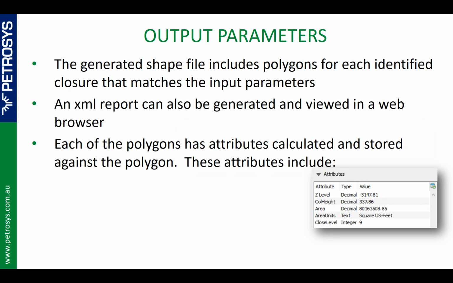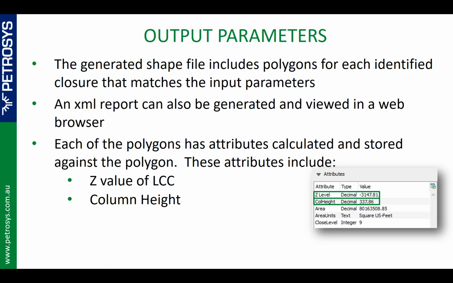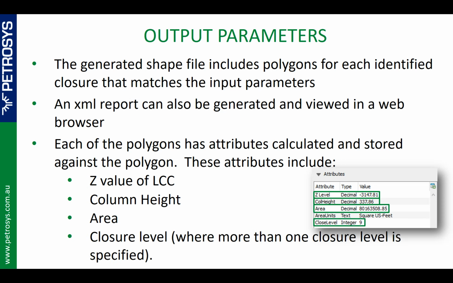So each of the polygons that's generated in the shapefile has attributes associated with it. These include the Z value of the lowest closing contour or the spill point, the spill level, the column height of the structure, the area of the polygon, and this area is defined in the units of the Petrosys project. So in this one it's US feet, square US feet, and we also have the closure level. So if we've decided we want to have a list of structures above the deepest one, we can see which one we've chosen here. So this one is 9 levels above the deepest closure.